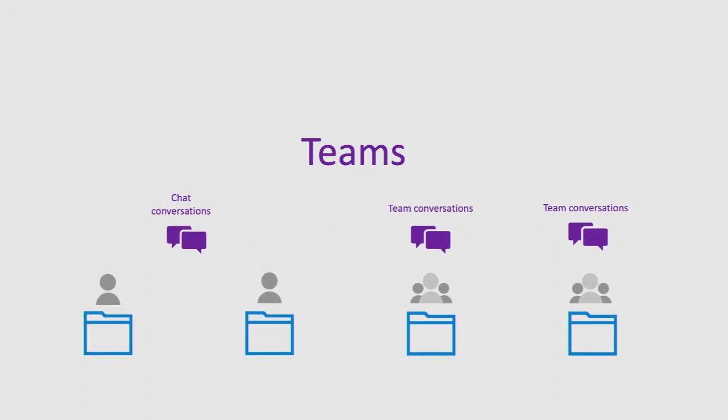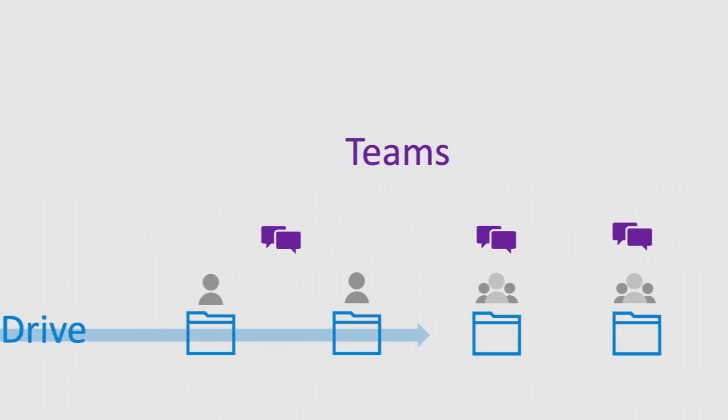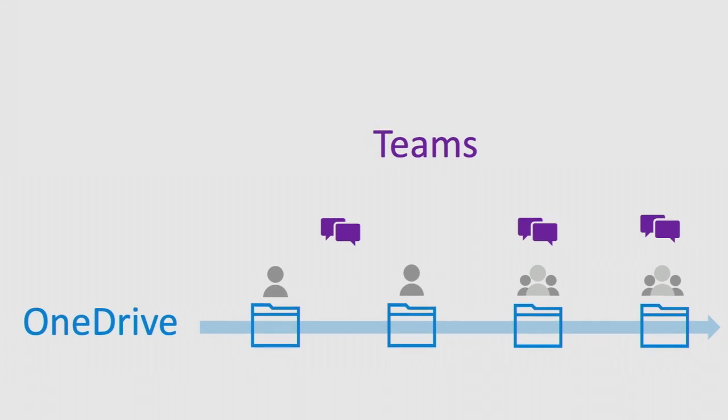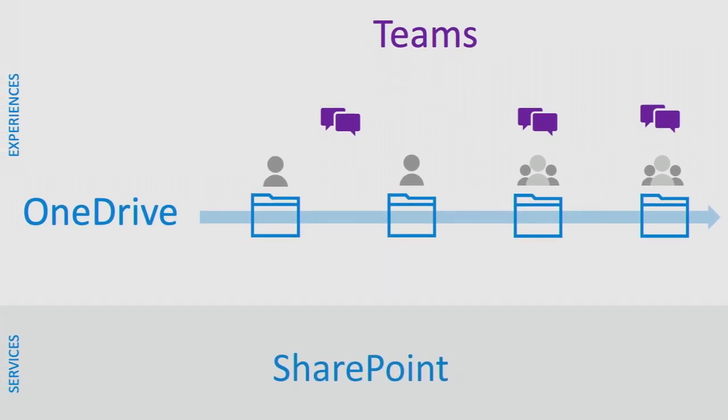Well, when you share files in those chat conversations, those files get stored in your individual library. And if you share files in a team conversation, those get stored in the Teams shared library. And so as you can see, Teams is the hub for teamwork, and OneDrive connects you to all of your libraries, all of those files, including the files that you see in Teams. And all of it is built on SharePoint Content Services.